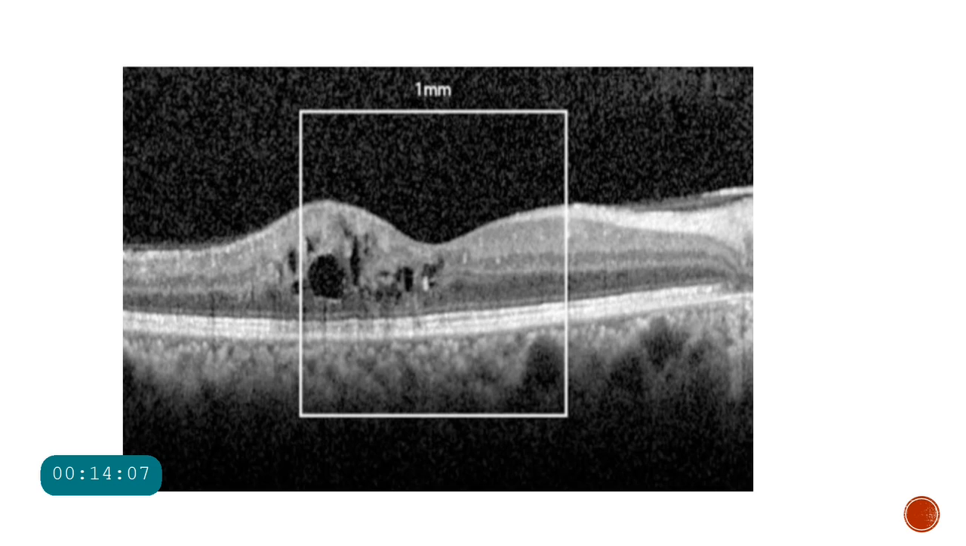So let us try to understand what is meant by this DRIL. If you consider this to be our macula, you have to take a zone of 1 mm around that macula, and then just try to trace those inner retinal layers.